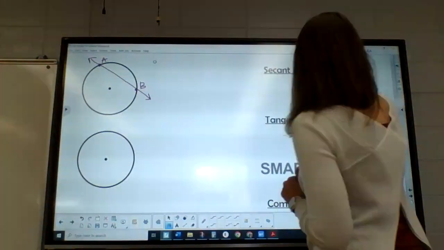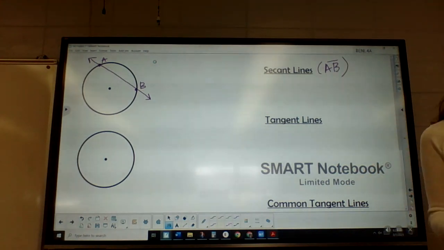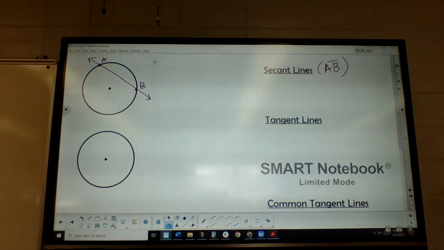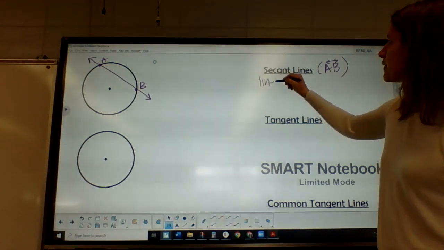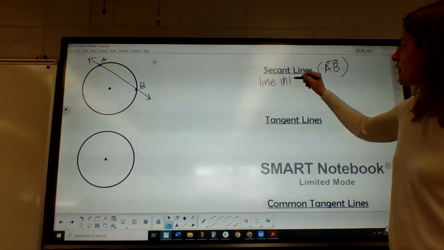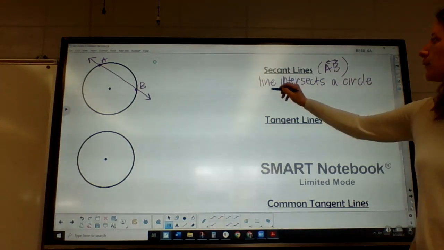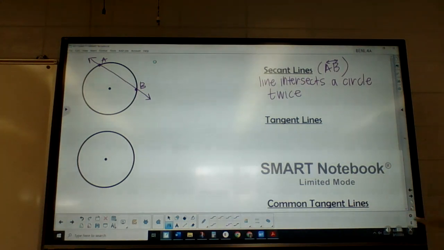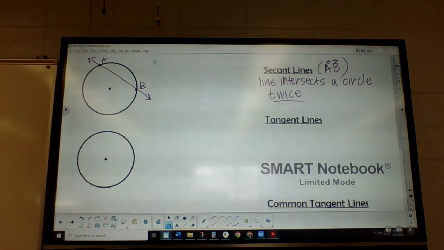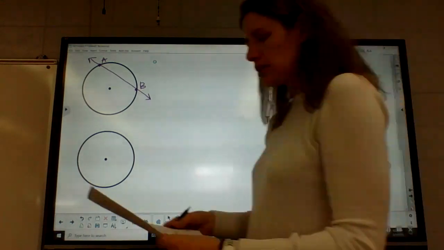So AB is a secant line. So a secant line is kind of like a chord. So we could say AB is a chord, and I probably should make this a line, sorry. So a secant line intersects the circle two times, but then it keeps going. Arrows.